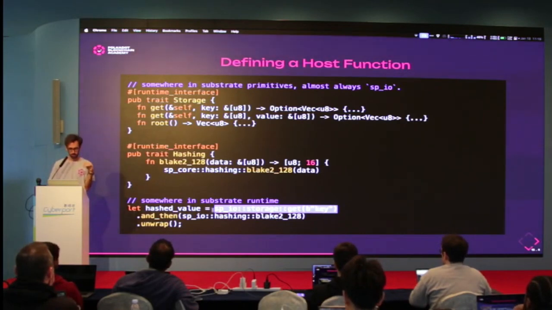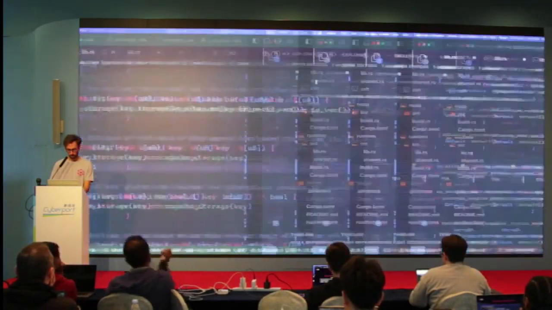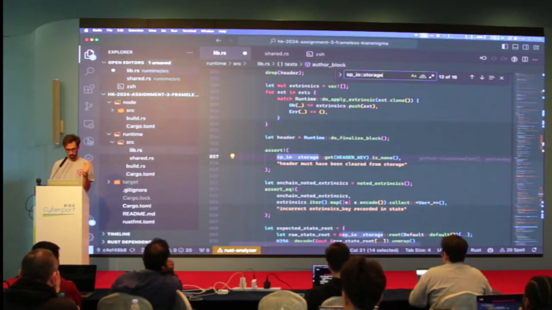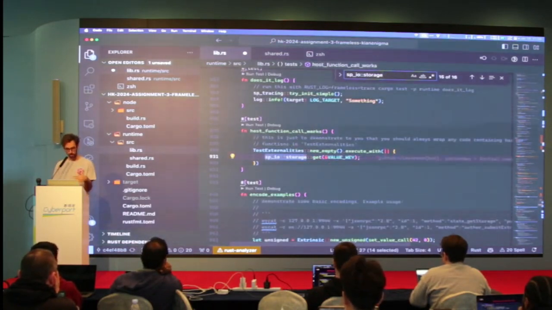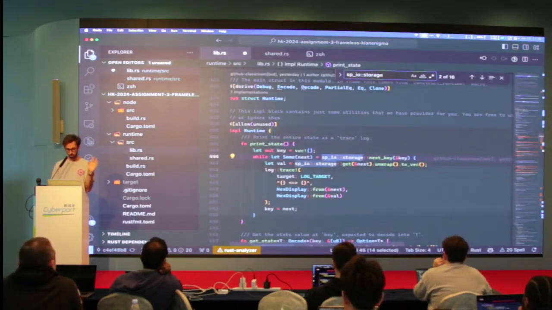You see this code a lot in the starter code for your assignment. I think you should have it somewhere. You can already see in the code that we have already provided to you that these functions are being used, like sp_io::storage, I don't know, get some value. Oh, this one is a bit more complicated. We don't care about it yet.